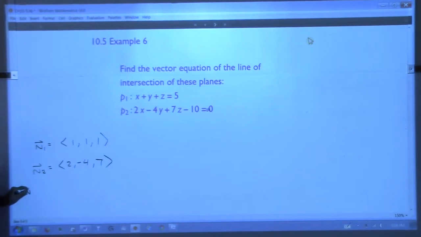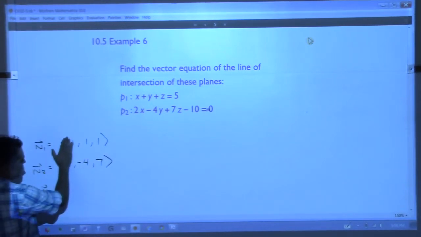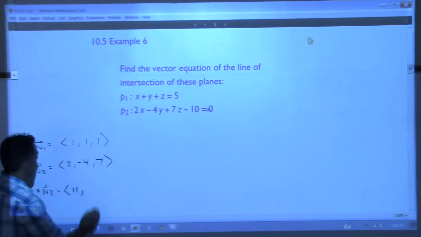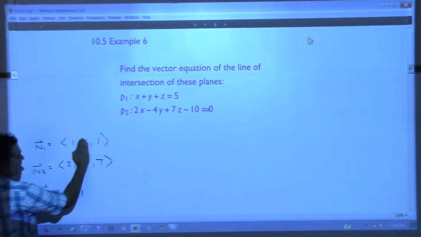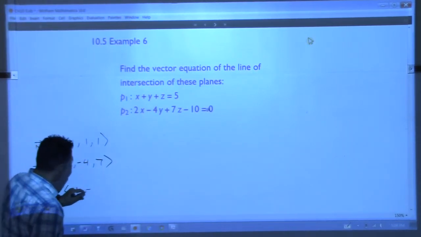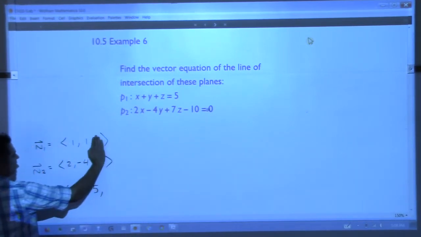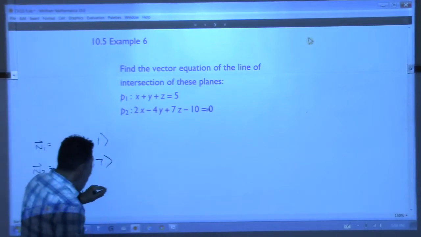When I cross these two, I get, so this one I think I can handle. 7 add 4, so 11. And then 7 take away 2, it's 5, but change the sign, negative 5. And then last, I have negative 4 take away 2, so negative 6.